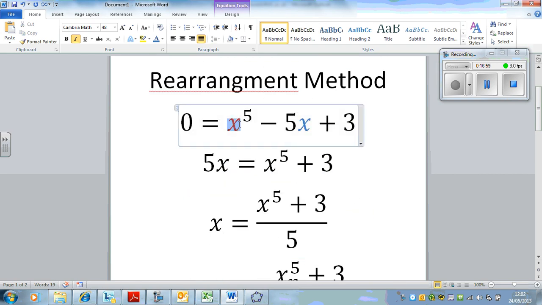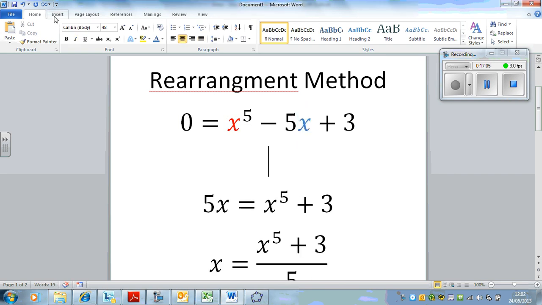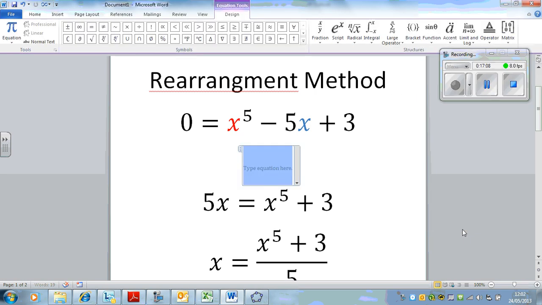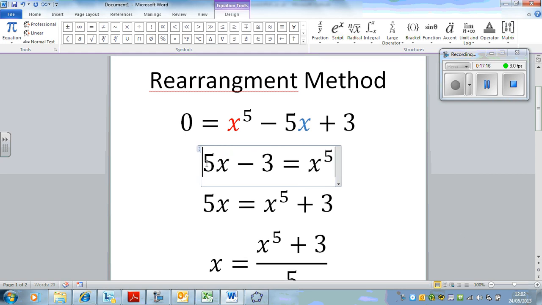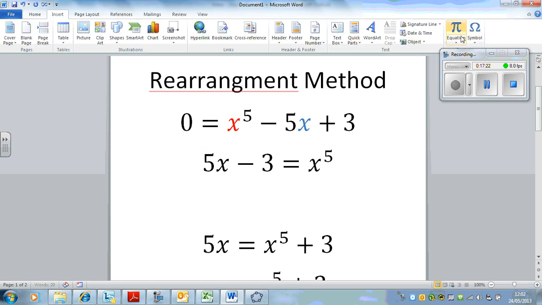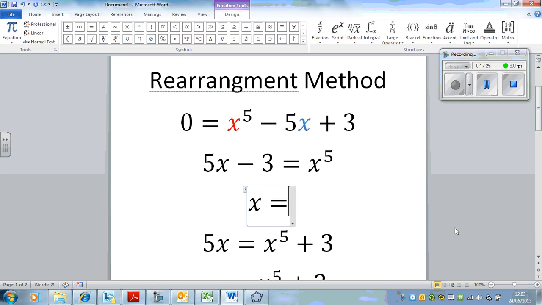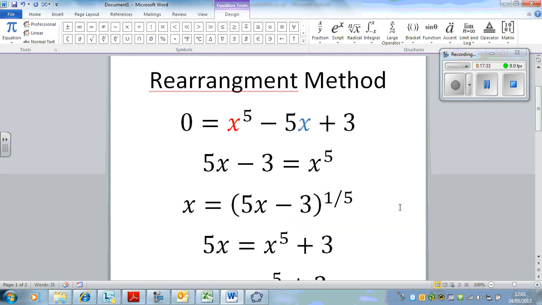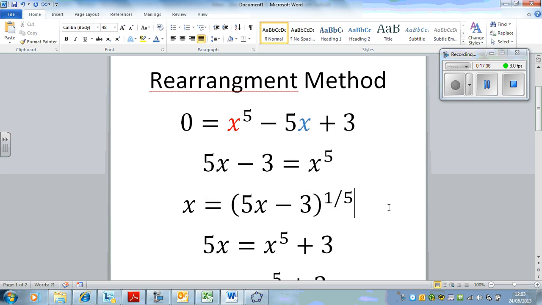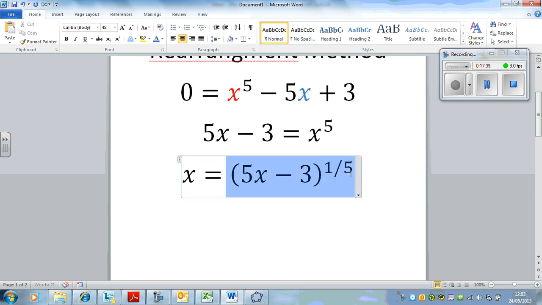So instead of doing it for the blue one, I'm going to rearrange for the red one. So first of all I'm going to add 5x and take away 3. So we get 5x take away 3 is equal to x to the 5. And then finally I'm going to take the fifth root to get x. So just changing sides around, I get x is equal to 5x minus 3 to the power of 1 over 5. This is going to be my new iterative equation. This is going to be my g of x.